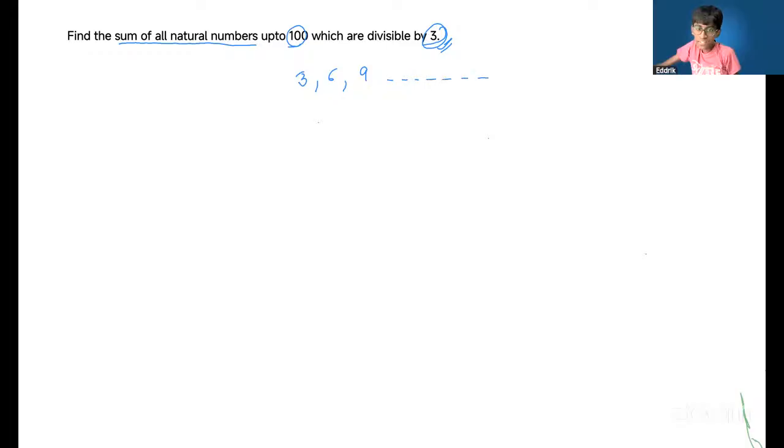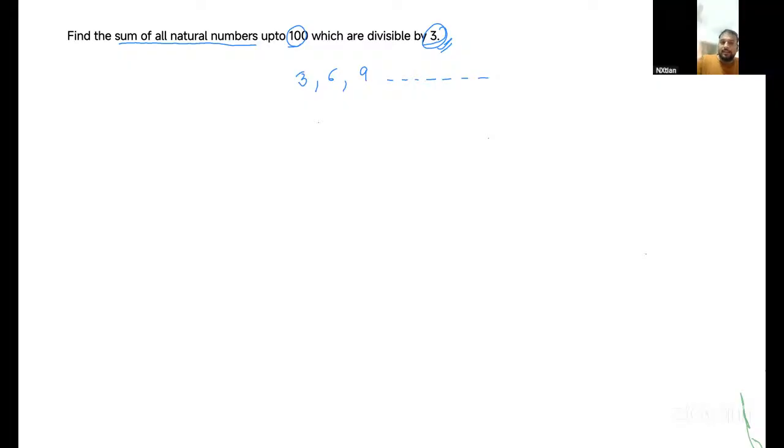No idea? Okay, listen. The question says find the sum of all the natural numbers up to 100 which are divisible by 3. So tell me the first natural number which is divisible by 3. Yes, it will be 3. The next will be 6. Then next will be 9. And like this it will go till which number? 99.